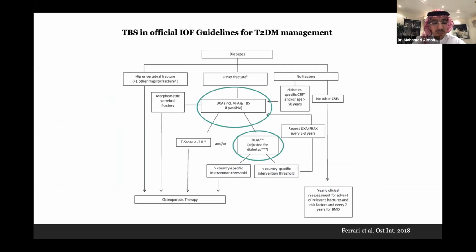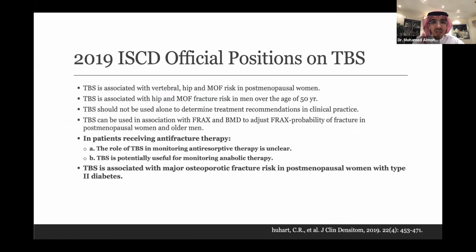As Dr. Kamel mentioned about including the TBS in the official guidelines in regard to type 2 diabetes management, with the IOF they also include the DXA. If you have a FRAX that has been adjusted with the TBS values, it has been included in the guidelines in regard to further management of type 2 diabetes and osteoporosis. These are the official guidelines published last December by the International Society for Clinical Densitometry.